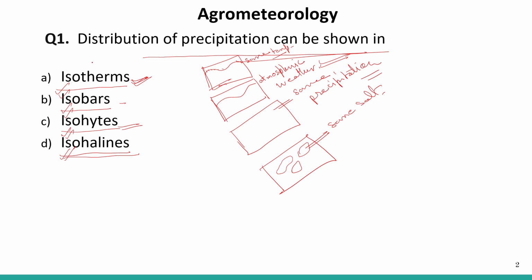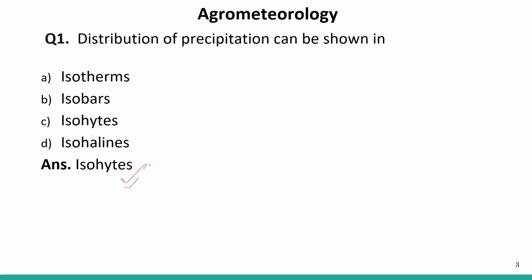And the question based on it: distribution of precipitation can be shown in. Now we know that isohyets show the same precipitation. The region that has the same precipitation is called isohyets. So the correct answer is isohyets.